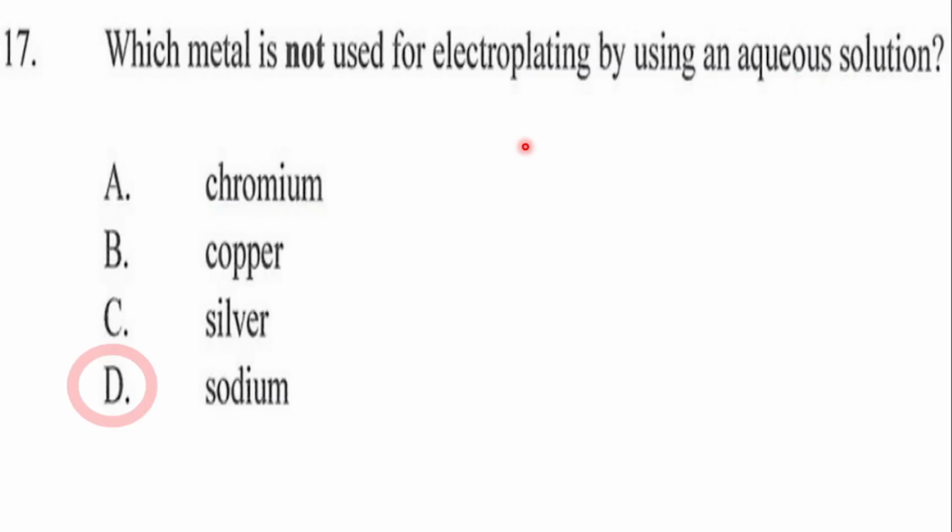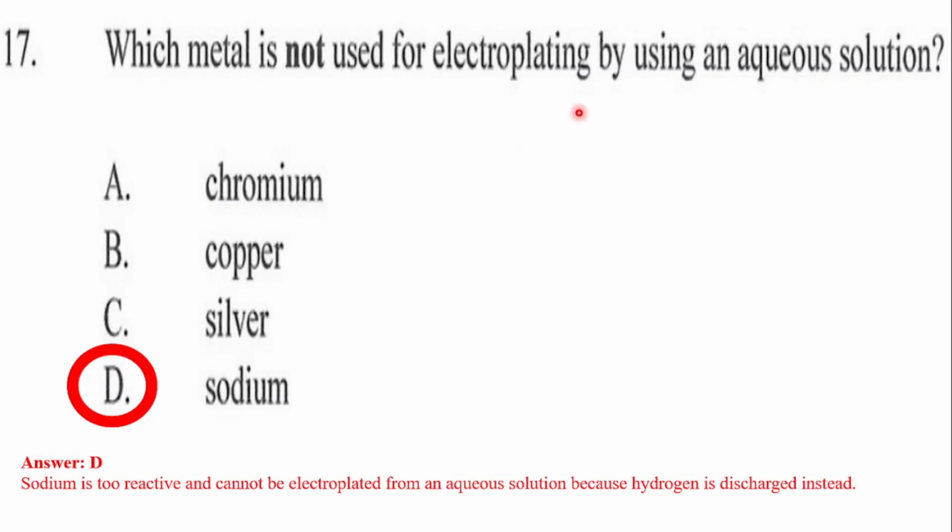The correct answer is definitely going to be D, sodium, because they say which metal is not used for electroplating. Sodium is too reactive and cannot be electroplated from an aqueous solution because hydrogen is discharged instead. So sodium is too reactive, and so we cannot use it. So the correct answer is D, sodium.